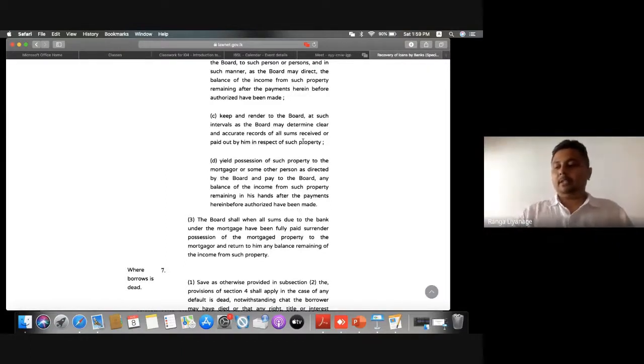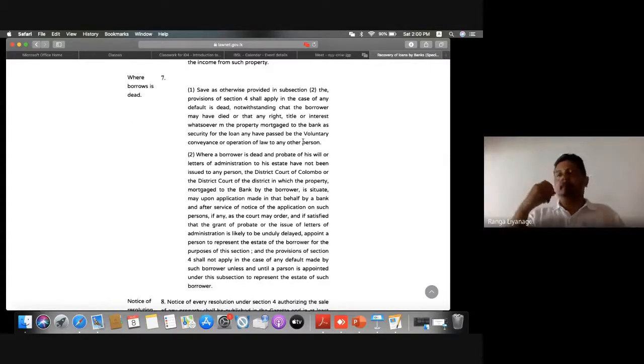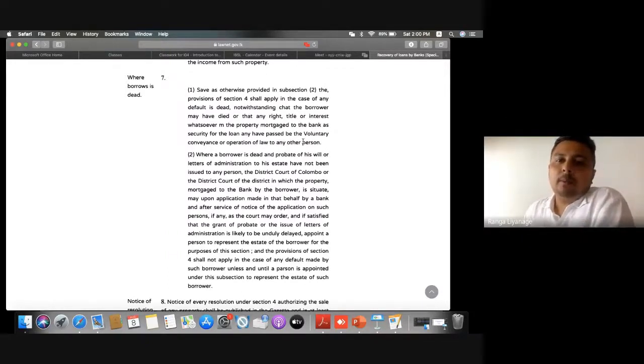Now you remember section 4 and 5 are subject to section 7. Section 7 provides for instances where the borrower is dead. Notwithstanding that he has died, the bank can proceed with section 4, whatsoever property mortgaged to the bank as security for the loan has passed by voluntary conveyance or operation of law to any other person. Section 4 shall apply in case any defaulter is dead.